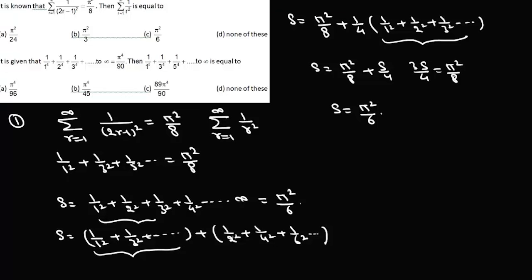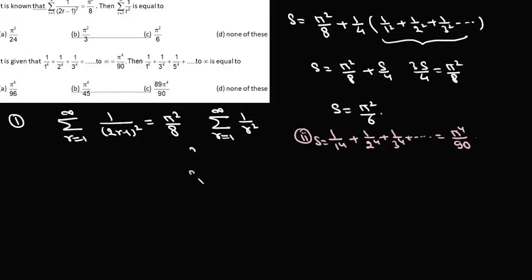Now we are given the second question. In the second question, we are given that 1 upon 1 to the power 4 plus 1 upon 2 to the power 4, 1 upon 3 to the power 4 up to infinite, it is pi to the power 4 upon 90. We need to find sum of odd terms. Now here also we'll separate odd terms and even terms. Now suppose this series is S.